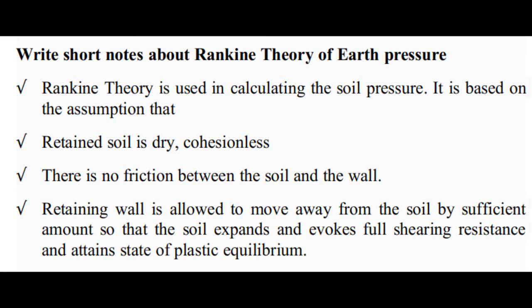First you write down that Rankine's theory is used to calculate the soil pressure. It is based on the assumptions that, number 1, the soil it is retaining is dry and cohesionless. Number 2, there is no friction between the soil and the retaining wall. Number 3, the retaining wall is allowed to move away from the soil by a sufficient amount so that the soil expands and evokes full shearing resistance and attains a state of plastic equilibrium.